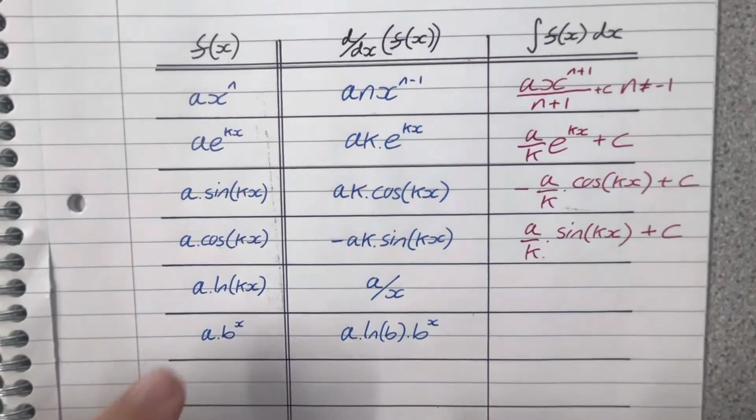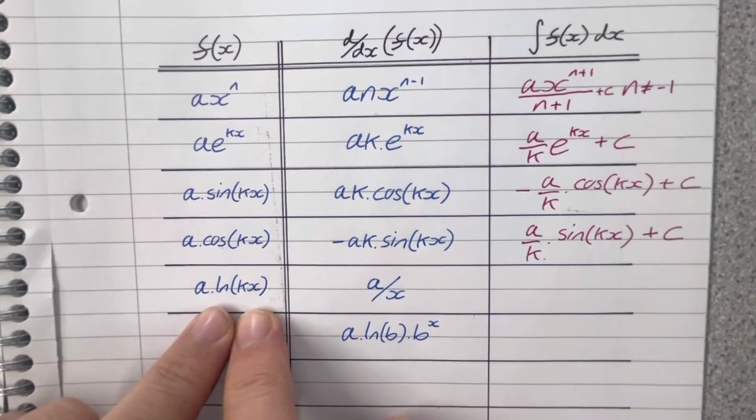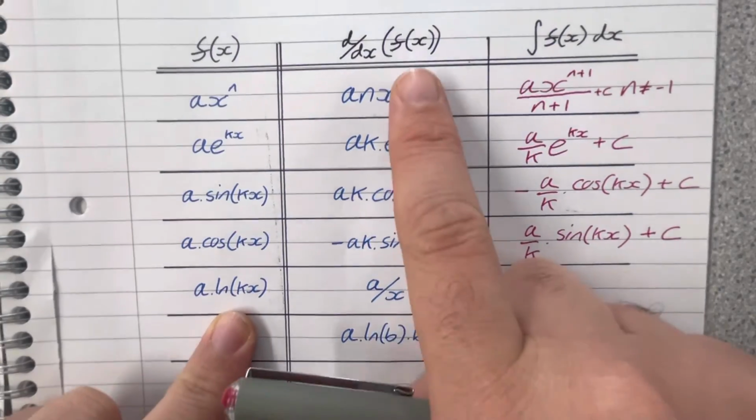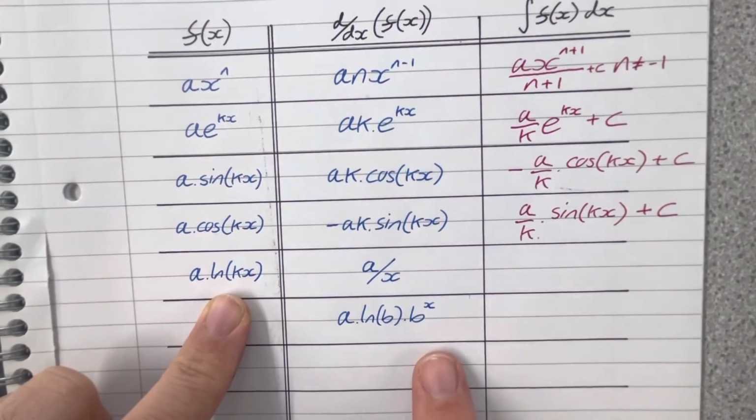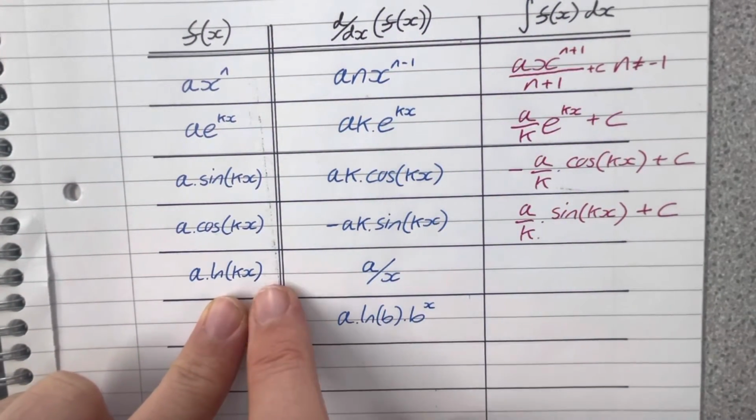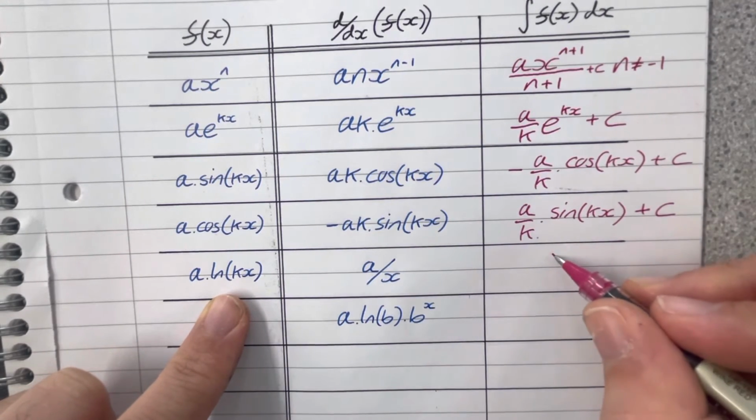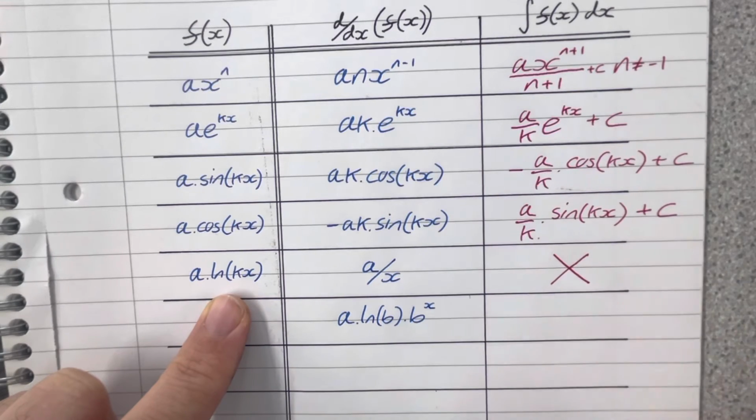Okay, the next one that we had in the differentiation was a log of kx. That differentiates to a over x. Well, we have no logs in our differentiation column, so we do not know yet how to integrate the logarithm function. So I'm going to leave that blank, and we're going to come back to that a little bit later on in the course.